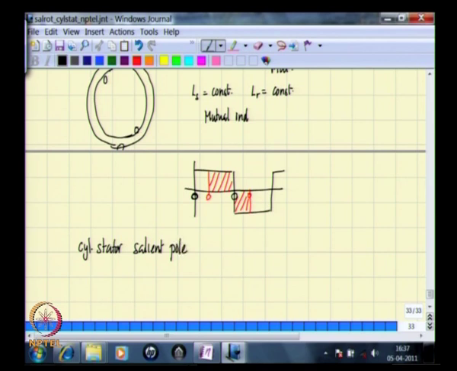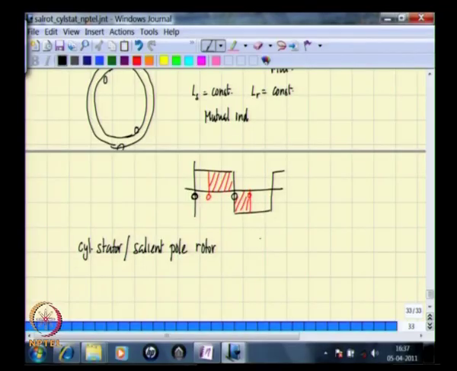The rotor inductance in this case, the self inductance of the coil on the rotor, is easy to determine, because as the rotor rotates, the stator has a smooth surface. The air gap faced by the flux passing from the rotor to the stator will always remain the same irrespective of where the rotor is, and therefore the self inductance of the rotor is going to remain constant. This again we have seen.